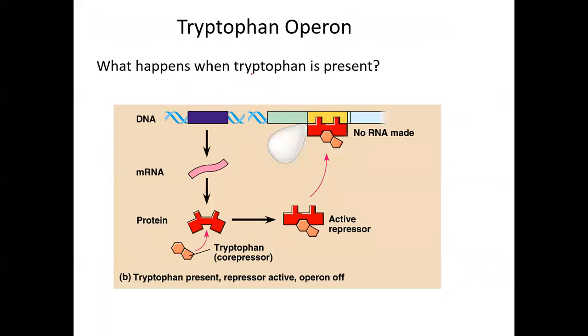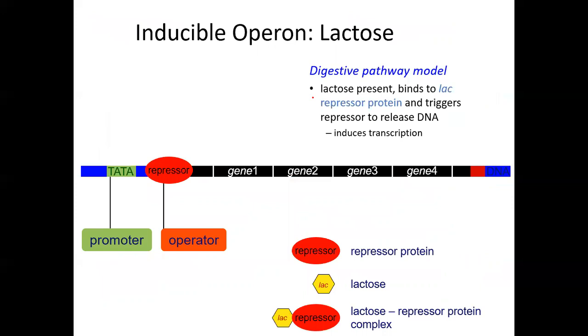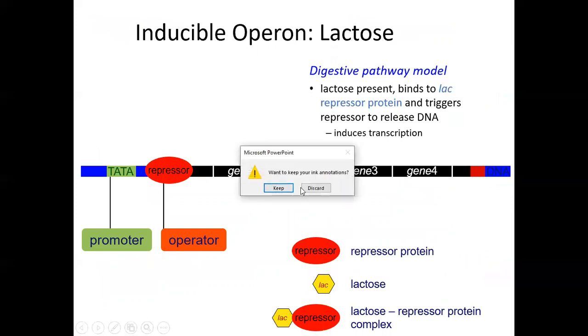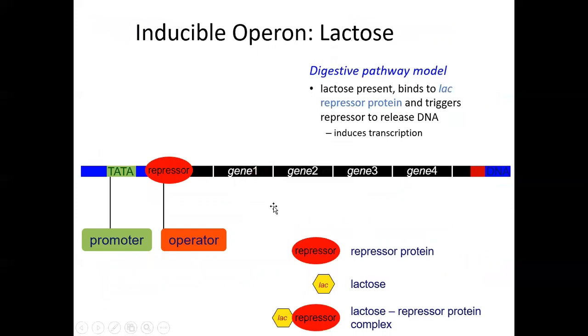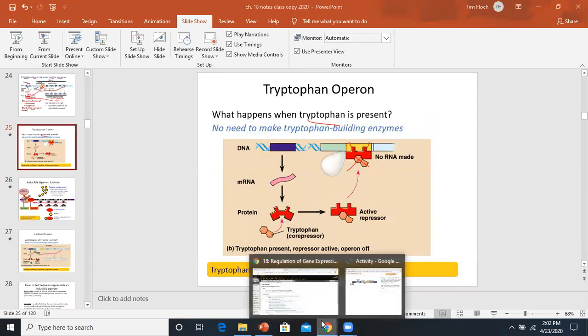So what happens when tryptophan is present? It binds to the repressor, and it turns off the whole pathway, okay? And it makes sense because you don't want to make enzymes to make tryptophan when there's plenty. So that's one model of an operon, okay? That's called a repressible operon, because adding in tryptophan represses protein synthesis.